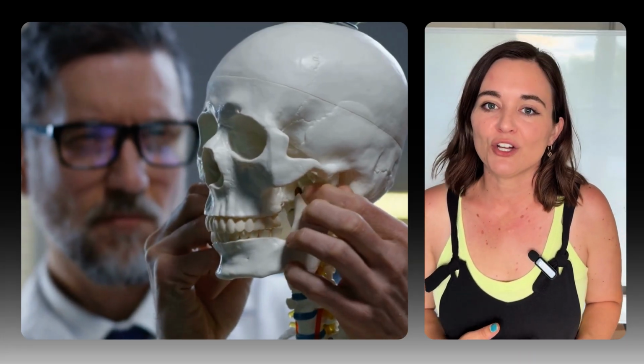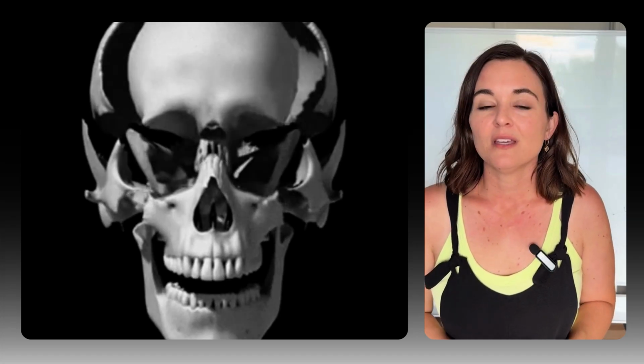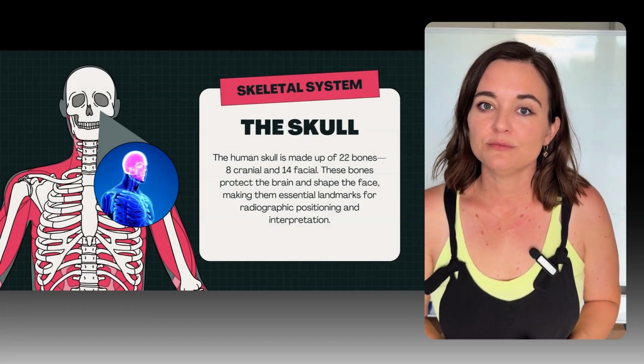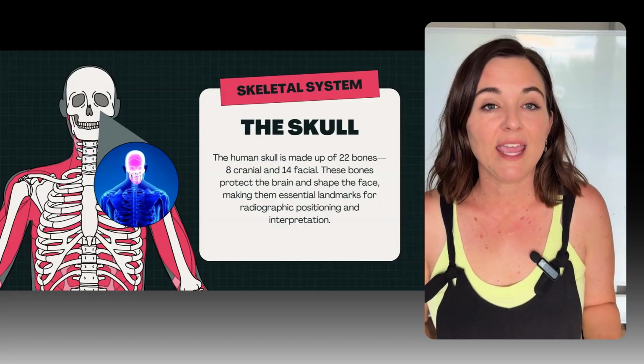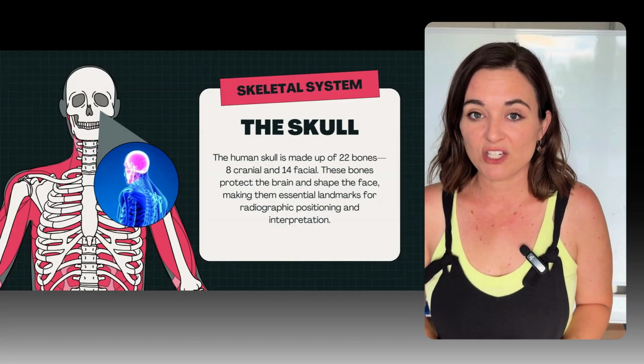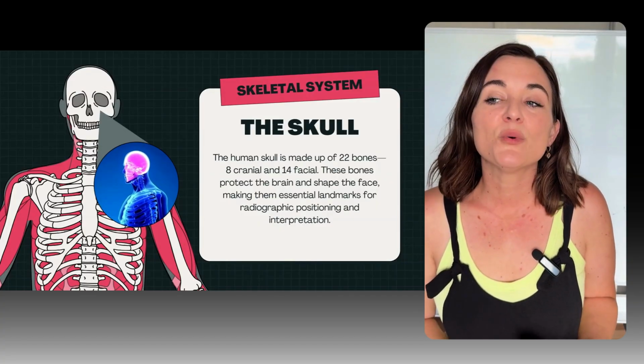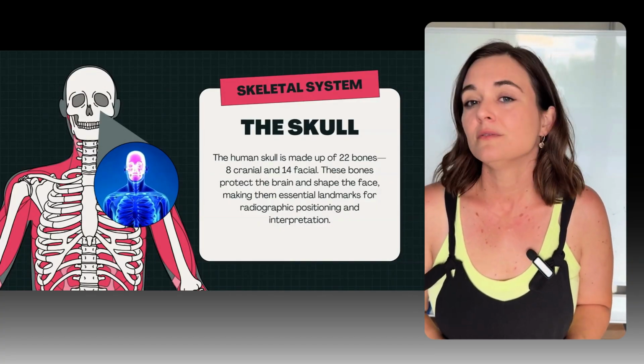Section 1, Skull and Cranial Anatomy. First up, your anatomical roadmap. The skull is not a single bone. It's a composite of 22 bones, 8 cranial and 14 facial. Let's quickly name them so they stick.